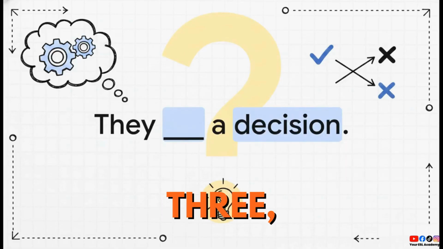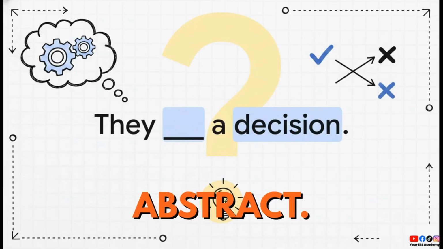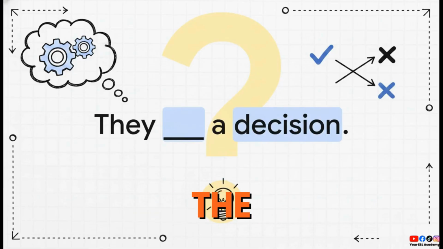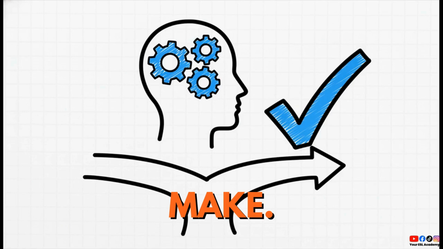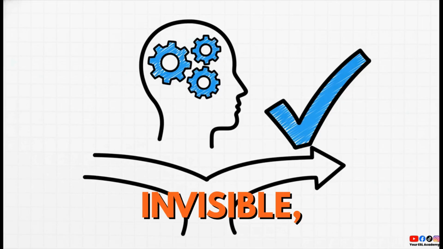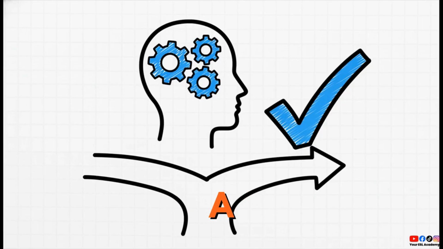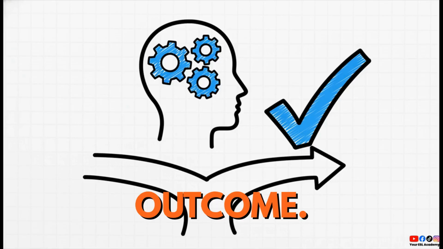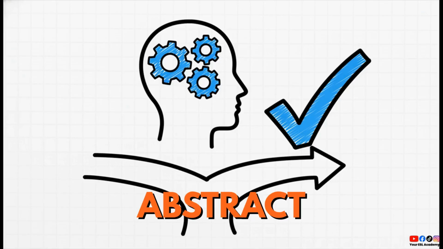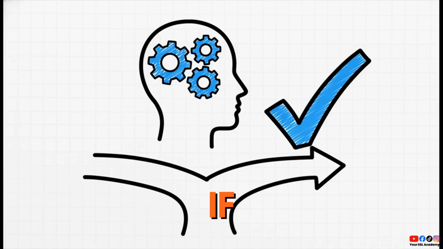Okay, number 3. They blank a decision. This one's a bit more abstract. Take a second to decide. The correct word is make. They make a decision. Now, what's really interesting about this is that a decision is totally invisible, right? You can't hold a decision in your hands like a cake, but you're still producing a new outcome. Even intangible, abstract things count as creations if they didn't exist before you formed them.